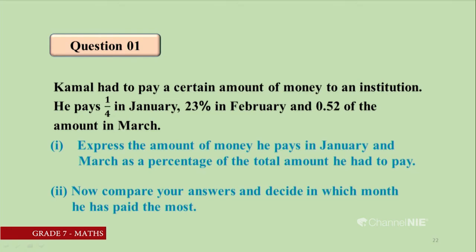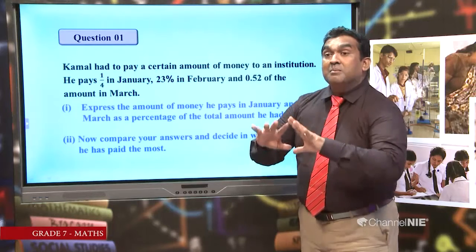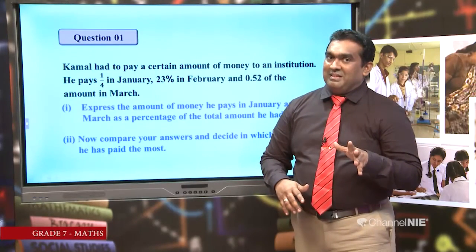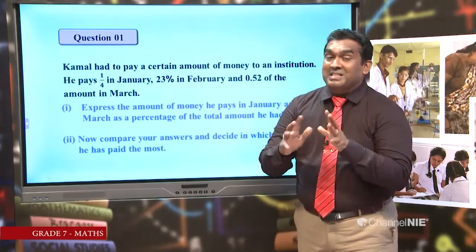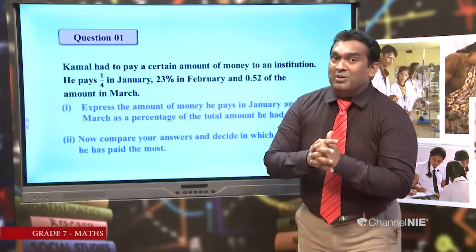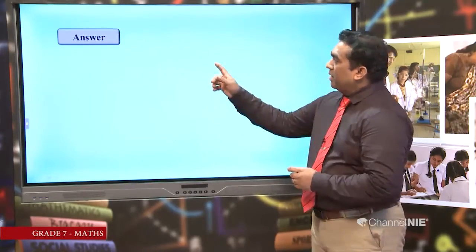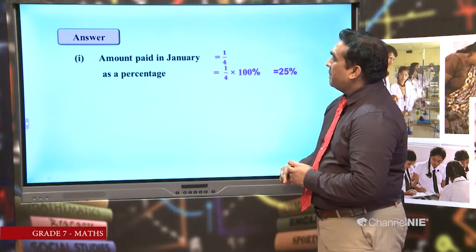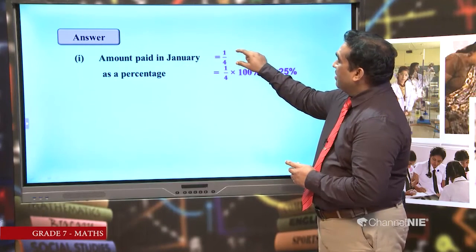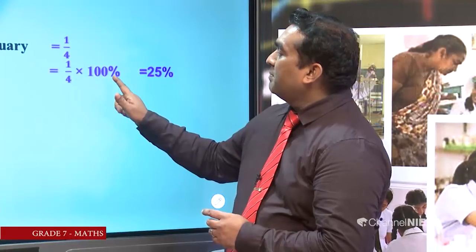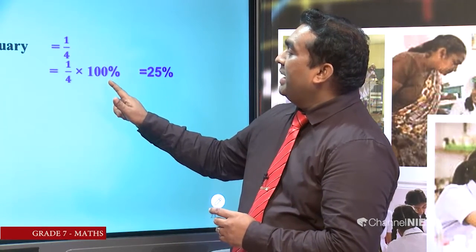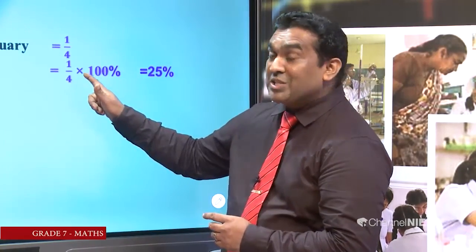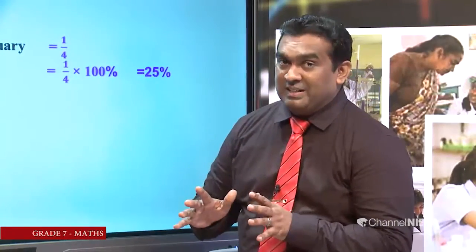Comparison of fractions in grade 6 class. Comparison of decimals in grade 6 class. Not only 6, in grade 7 also we did more about decimals. Answer. Amount paid in January as a percentage. Fraction 1 over 4. 1 over 4 multiplied by 100. Then divide 100 by 4, you have 25 here. 25 into 1 is 25, 25%.